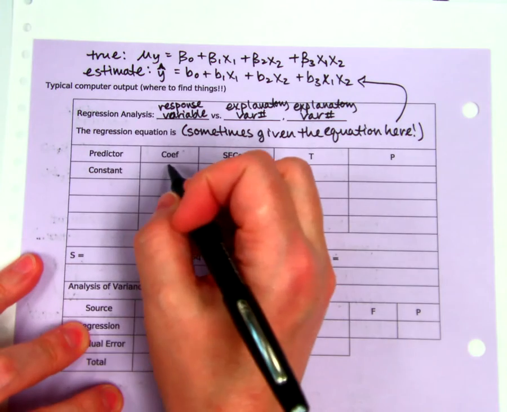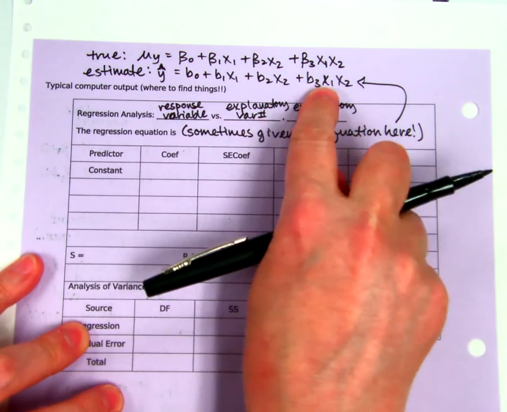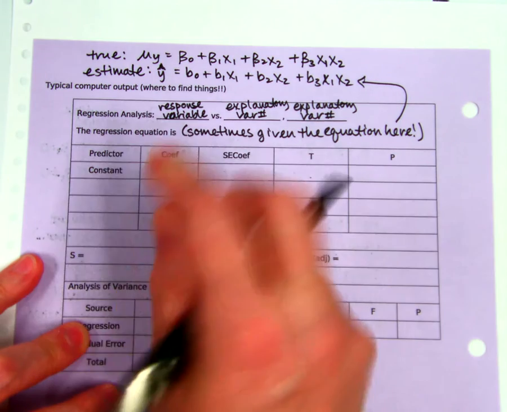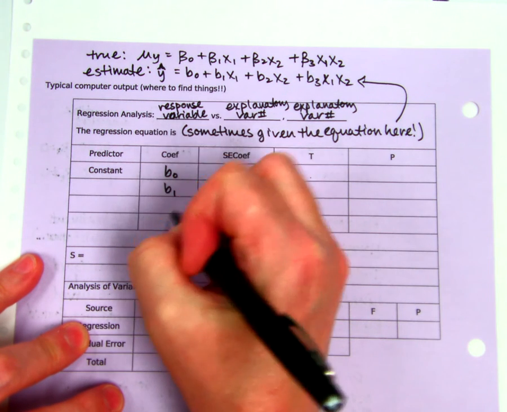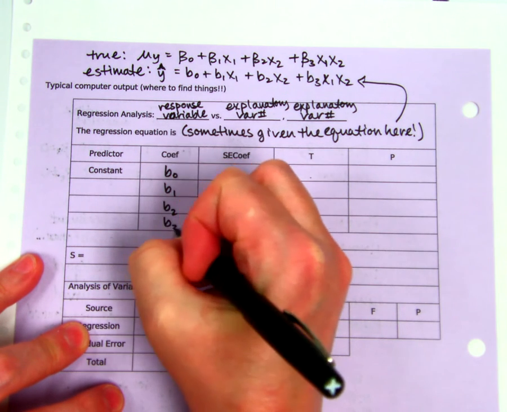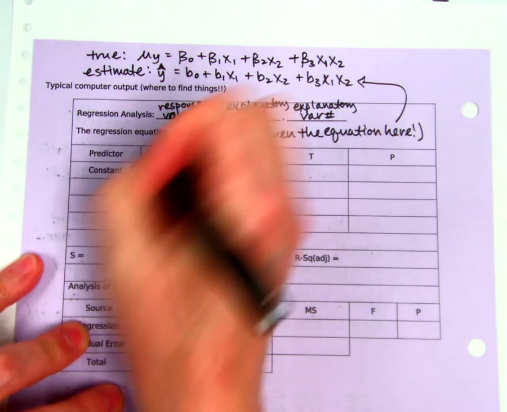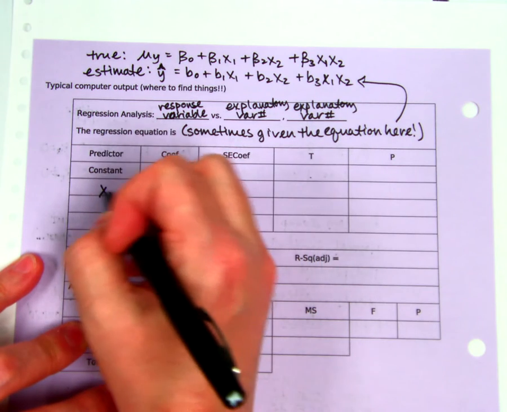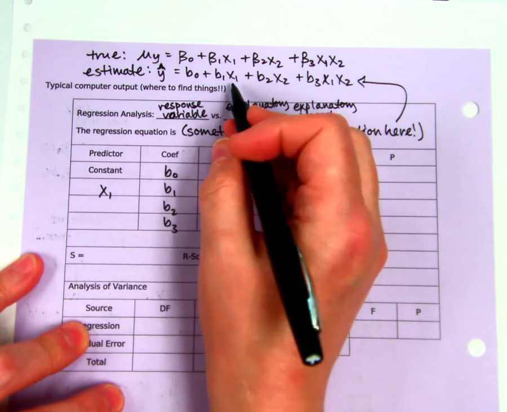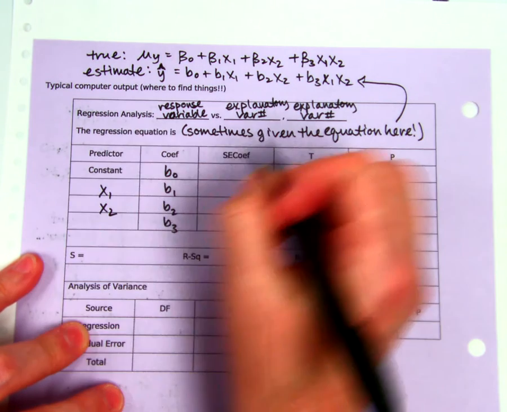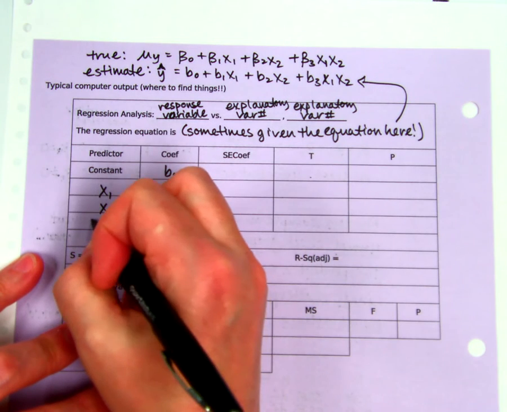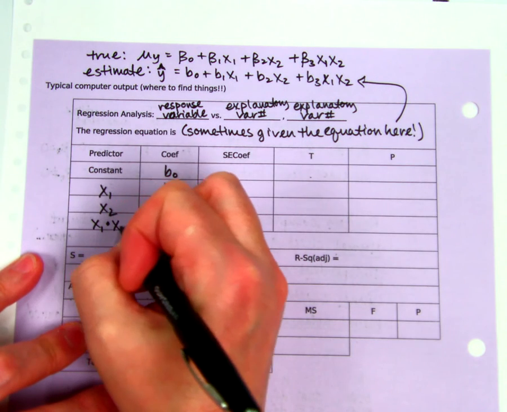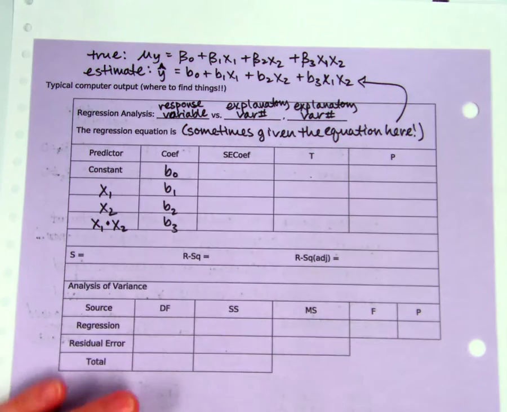The coefficients, B0, B1, B2, B3, are always in order on this lovely chart. So this is B0, this is B1, this is B2, this is B3. B1 goes with X1, so this would be the name of X1 that the computer would put here. B2 goes with X2. B3, if there is one, or sometimes it's left off, goes with X1 times X2, because those are the only kinds we have learned right now.